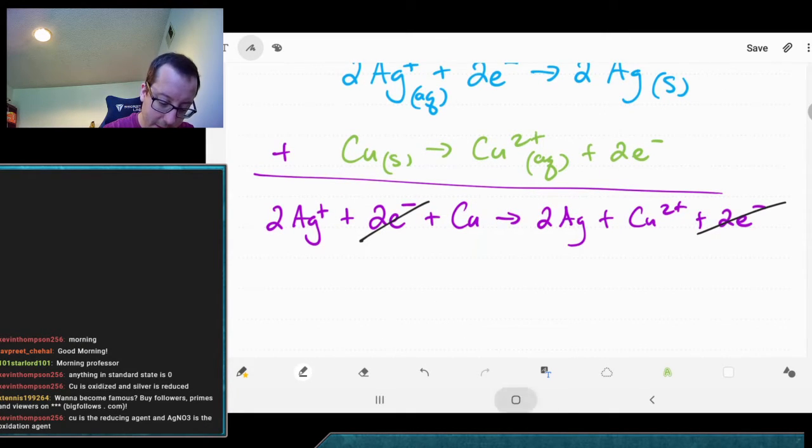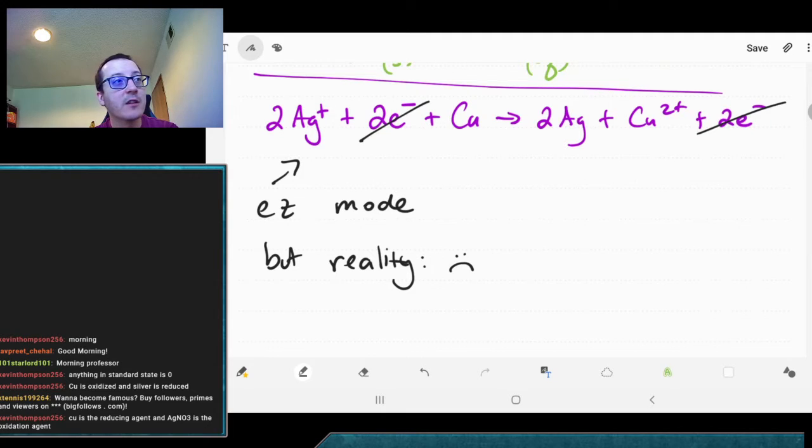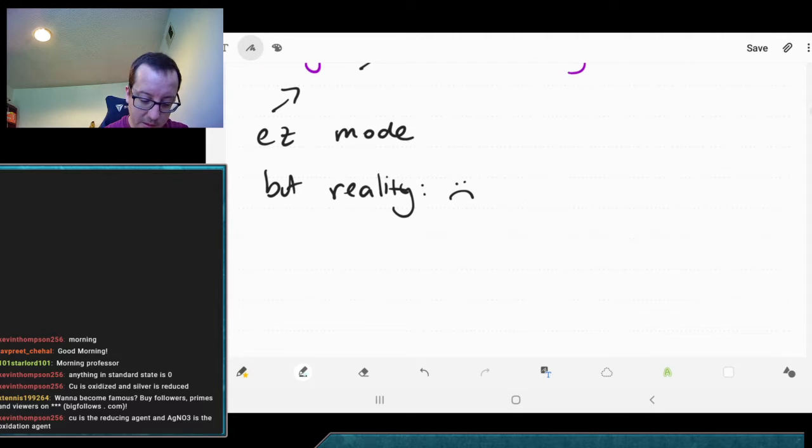So this is kind of easy mode, right? But then we have reality. What we're going to see is that we're going to have a process to balance half reactions out before we add them together. And so we'll be able to look at that. We can go ahead and start with this example. We can start with balancing it in an acidic solution. Let's learn how to do that.